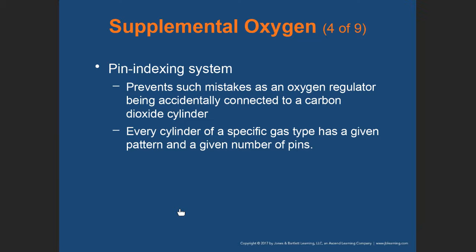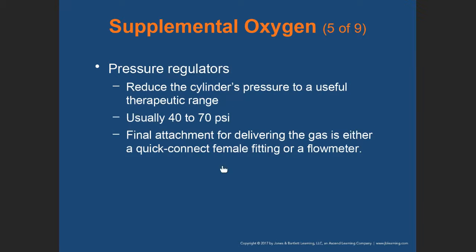So what the regulator does is it reduces that pressure to about 70 or 50 psi, and then we can release it at a desired flow rate for the patient to utilize. So that's a pin indexing system. The larger cylinder uses a similar system, but it is referred to as the American indexing system. Pressure regulators reduce the cylinder's pressure to a useful therapeutic range, usually 40 to 70 psi.